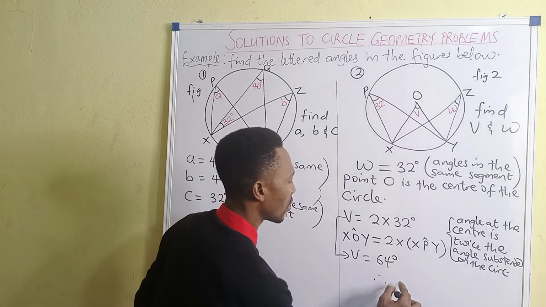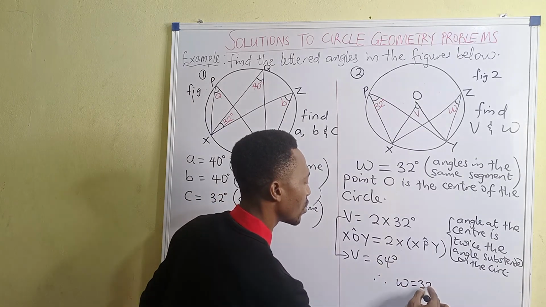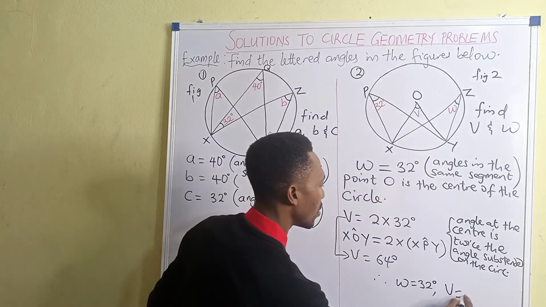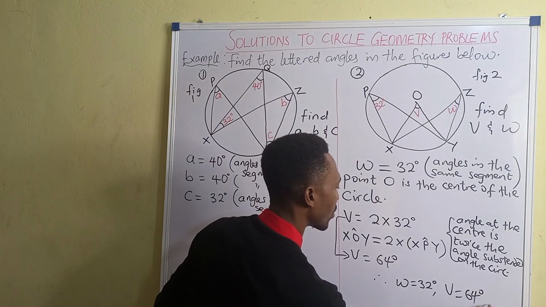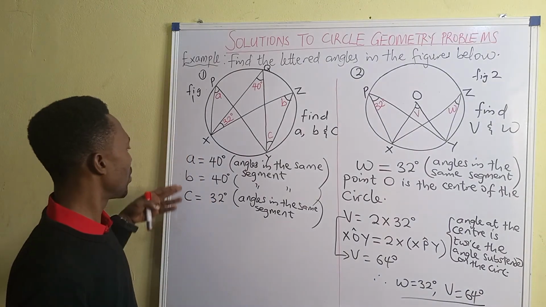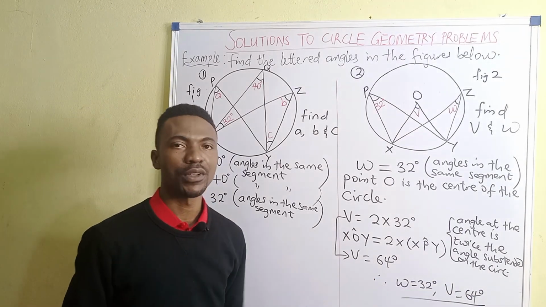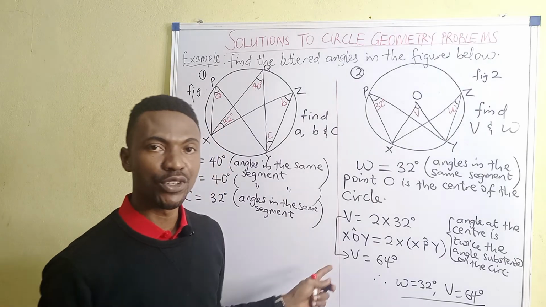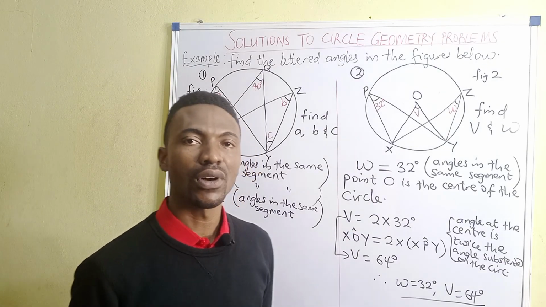Therefore, W is equal to 32 degrees. V is equal to 64 degrees. So that solves the problem. We've been able to find A, B, C, W, and V. So in our next video, we'll solve more examples of circle theorems.